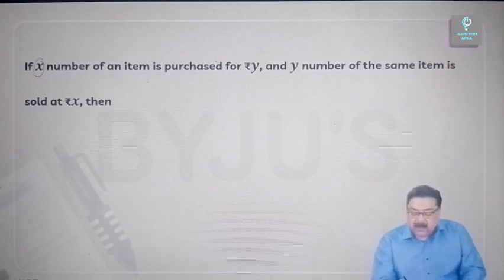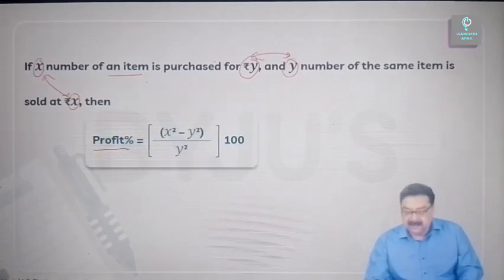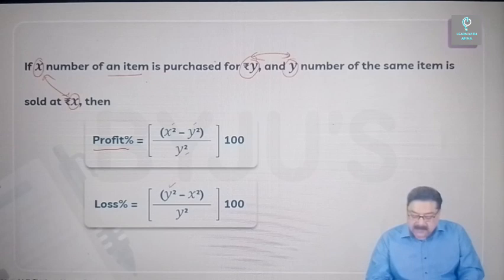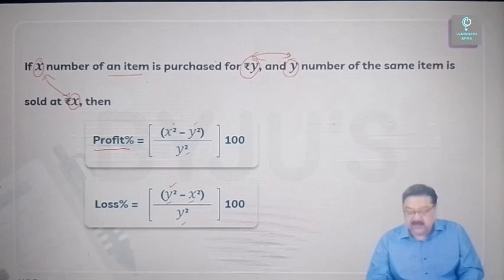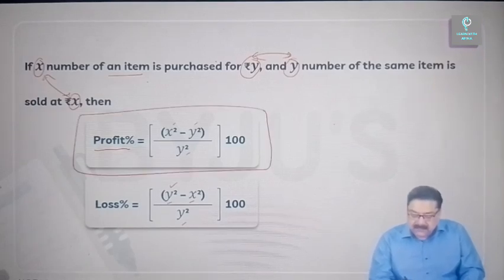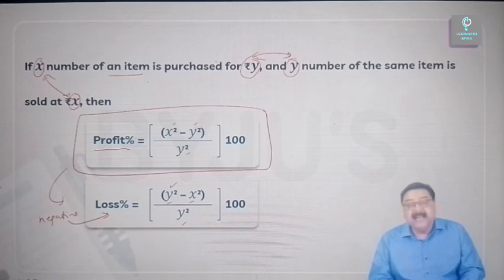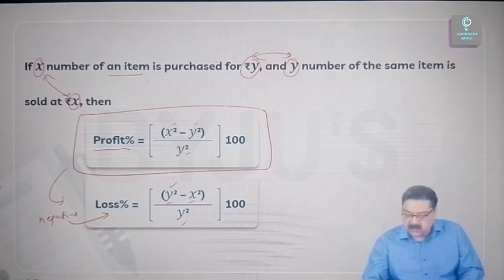If X number of an item is purchased for rupees Y and Y number of the same item is sold at rupees X, these happen to be the same, right? Then profit percent can be calculated as (X square minus Y square) by Y square into 100, and loss percent, where this Y will be greater than X, will become (Y square minus X square) by Y square. Or you can employ only this formula, and if at all you get a negative value, that would indicate that loss has been made. So (X square minus Y square) by Y square into 100.